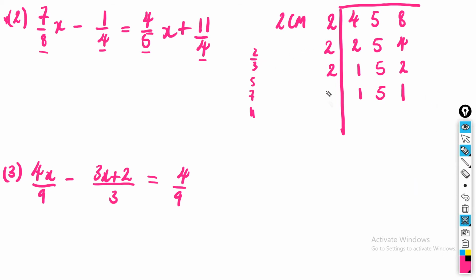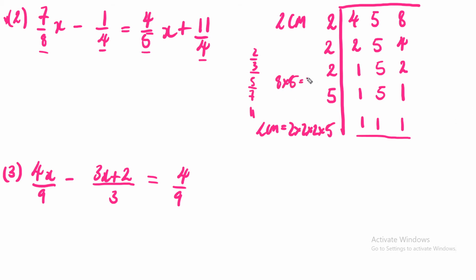Then can 2 go into 1, 5, or 1? No. Can 3 go into 1, 5, or 1? No. Can 5? Yes. 5 can go into that 5, leaving 1, 1, 1. And when we're finished, we always finish when we have this 1, 1, 1 here. So the LCM is equal to 2 times 2 times 2 times 5, right? Which would be 8 times 5, which is equal to 40.